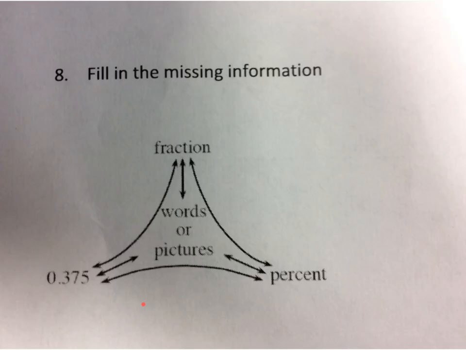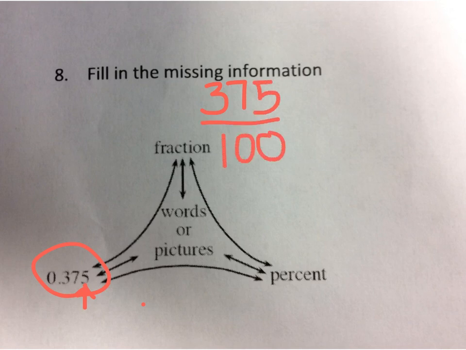Number 8. The first one says I have 0.375. Now, how would you really read that fraction? Well, you read it by the place value of the 5. So this is 375 thousandths. 375 thousandths. Okay? Yeah, I can simplify that. So let's talk about what goes into it.